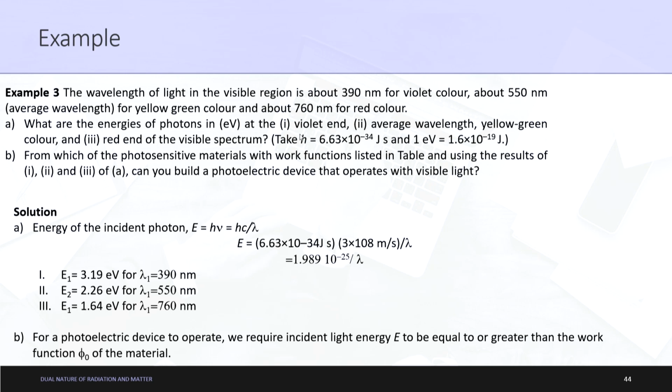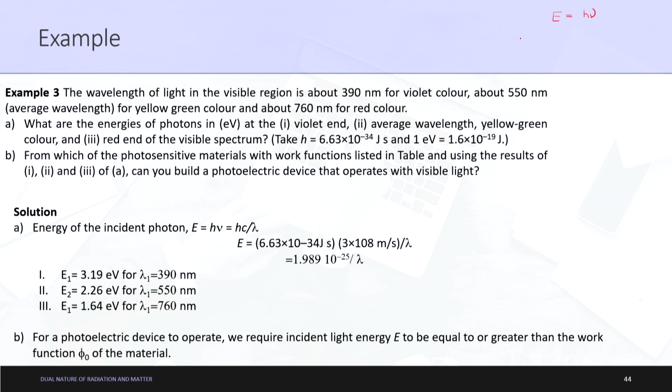The value of electron volt is given to you, that is 1.6 into 10 to the power minus 19 joules, and the value of h is also given, that is 6.63 into 10 to the power minus 34 joule second. Everything is given, you need to find the energy. So what is energy? We know energy is equal to h nu.